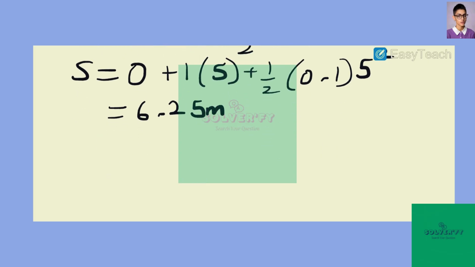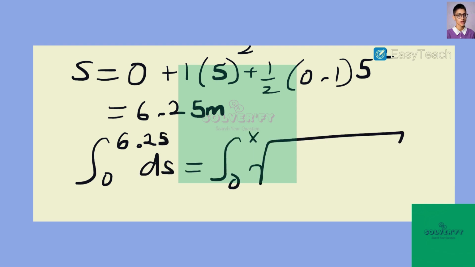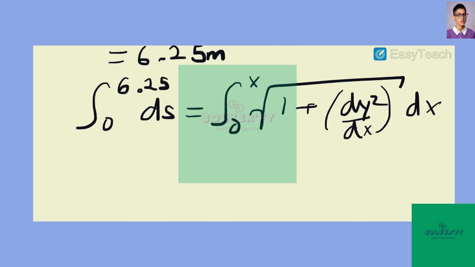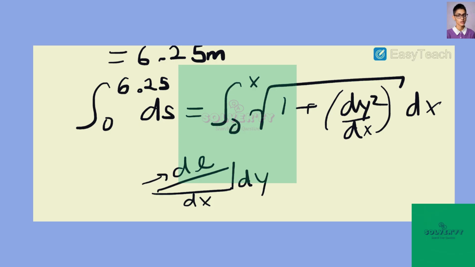Next, what we can do is go ahead and integrate, because what we can say is that the integral from 0 to 6.25 of ds is equal to the integral from 0 to x of the square root of 1 plus (dy/dx) squared, dx. Now this just comes from the Pythagorean theorem, because we're saying that this dl is made up of dx and dy, and the dl is just the hypotenuse of our triangle that has legs dx and dy.